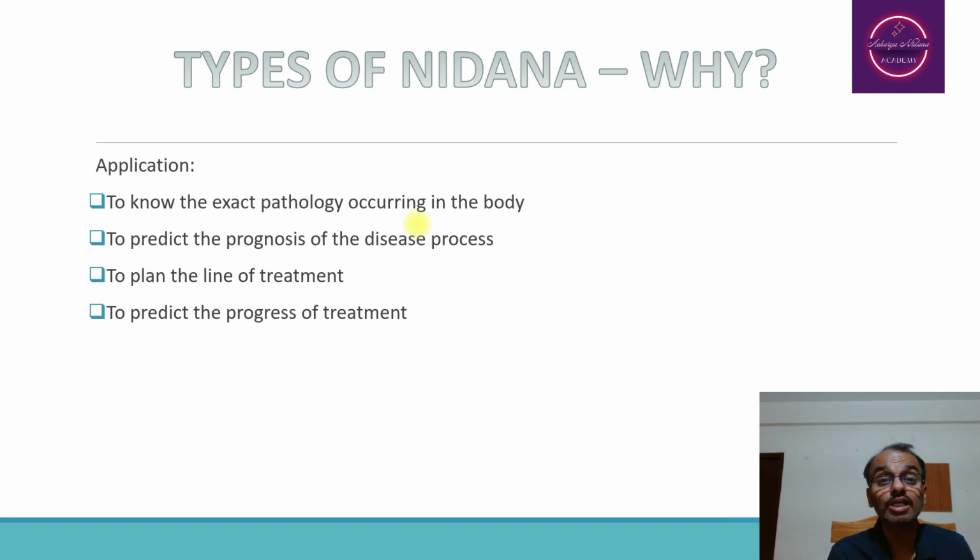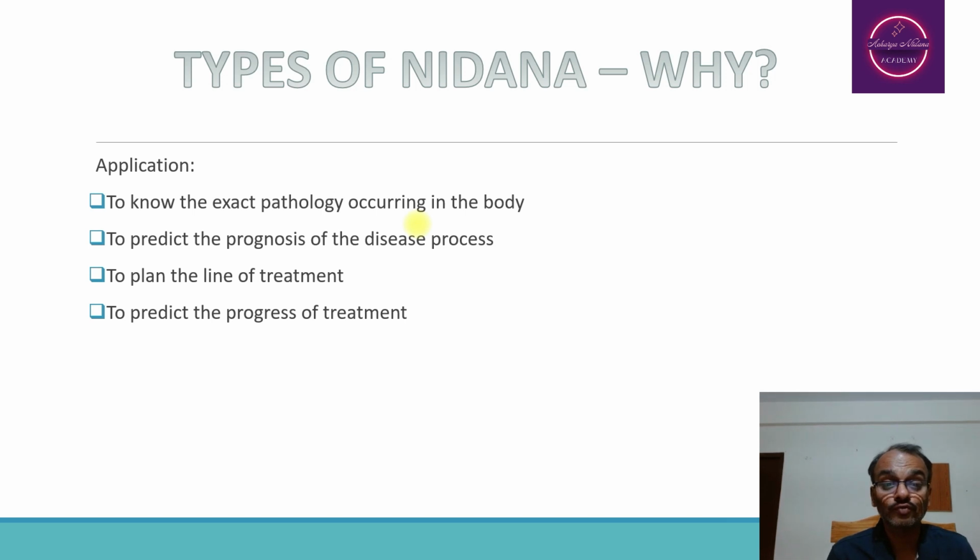Then they have to be eliminated via the oral route in the form of vamana, or through the rectal route in the form of virechana. In basti, the administration of the medicine is done through the anus, and thereby elimination of the pathogens happens. So that is how to plan the line of treatment.